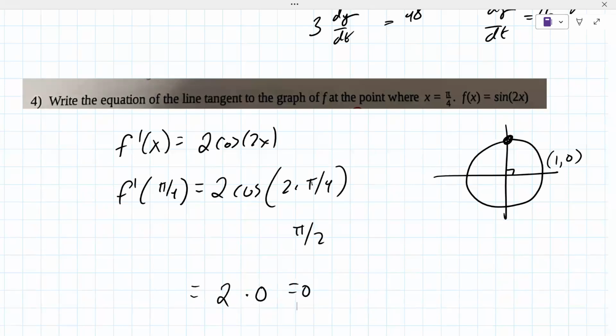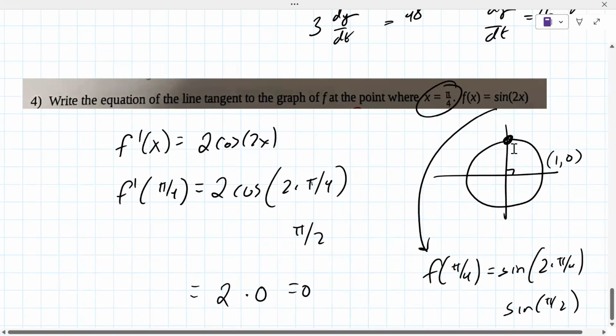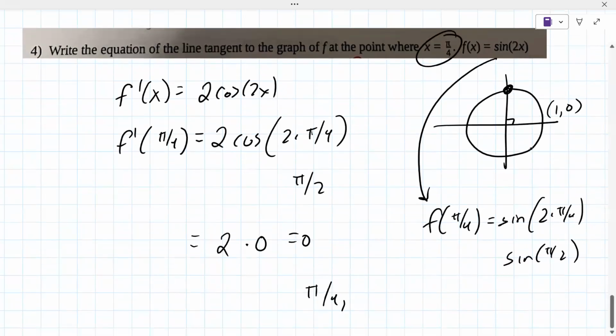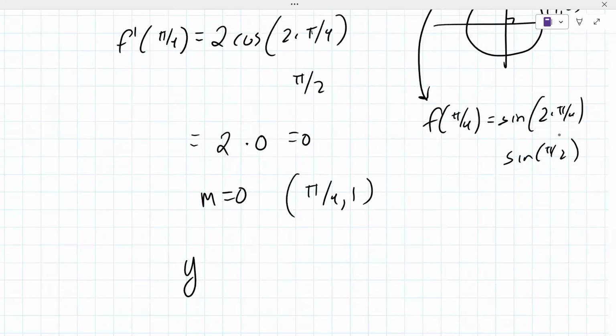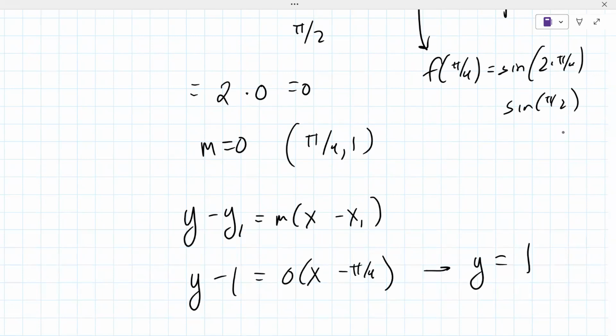So the tangent line slope is 0. You still need the y coordinate, which again means you've got to evaluate f of pi over 4, which is sine 2 times pi over 4. Sine of pi over 2 is the y value there, which is 1. So you have the coordinates pi over 4 comma 1, slope of 0. y minus y1 equals slope times x minus x1. If this is correct, they probably don't want it though. They probably want y equals 1.